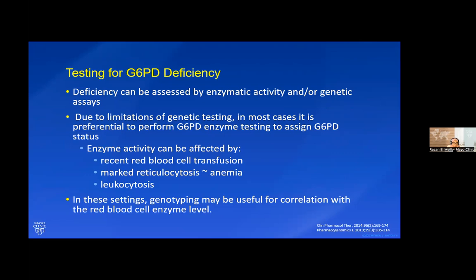There's another test that looks at the full gene sequencing. This one takes longer, but it's probably also most accurate for patients. Specifically because sometimes the enzyme activity is affected by recent blood cell transfusion, anemia, or if the patient has leukocytosis. So in these settings, genotyping probably would be useful for correlation with the red blood cell enzyme level.